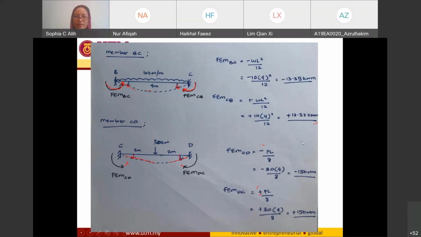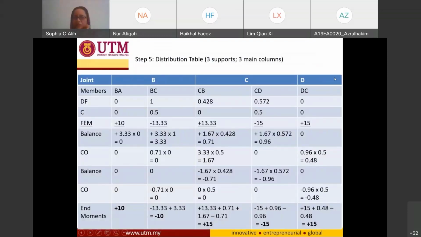And the equation is going to be PL over 8. So P is the point load, P is here, L is the total length of your member. It's going to be 4 meter and divided by 8. So you will have negative 15 for FEMCD, and you will have positive 15 for FEMDC. Now you have all the end moments that you need to proceed with your calculation. So you have already completed step 4, and step 5 is to put everything in your distribution table.